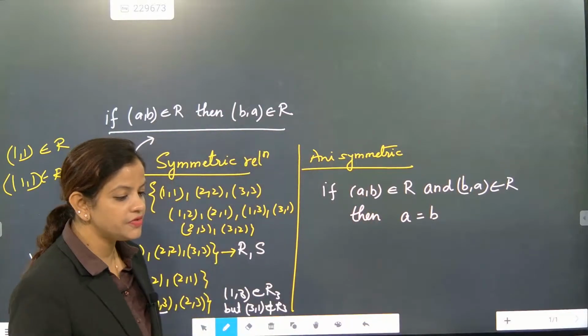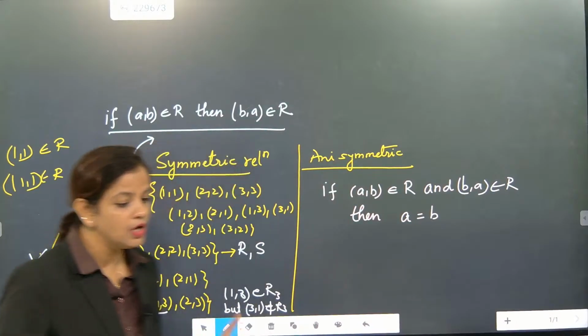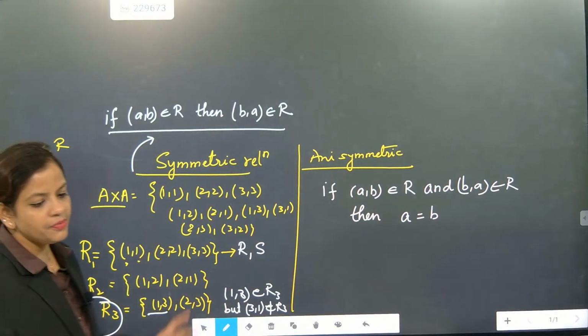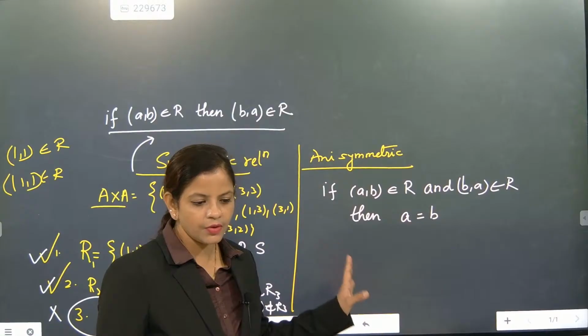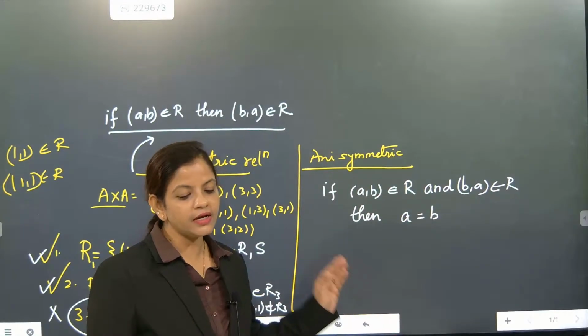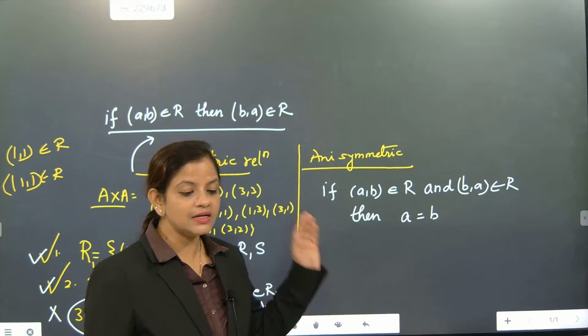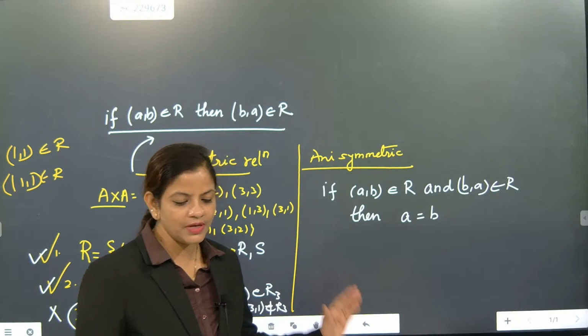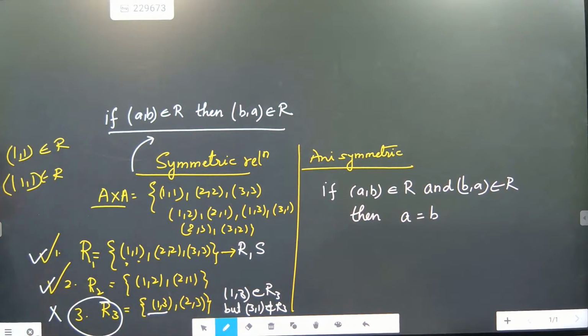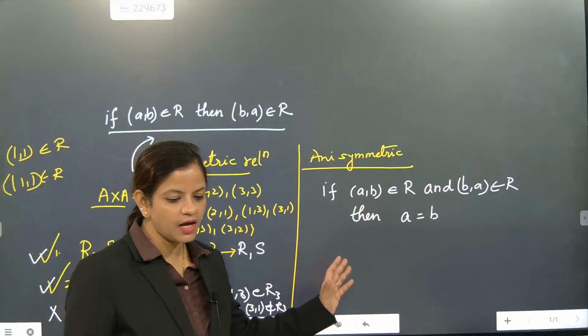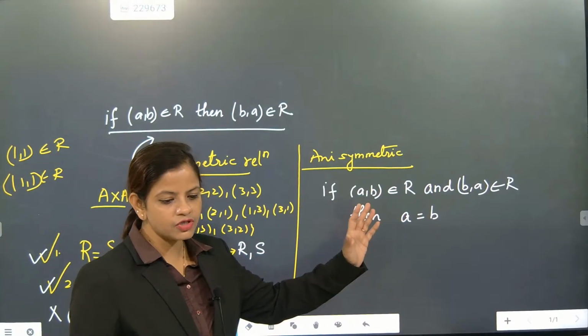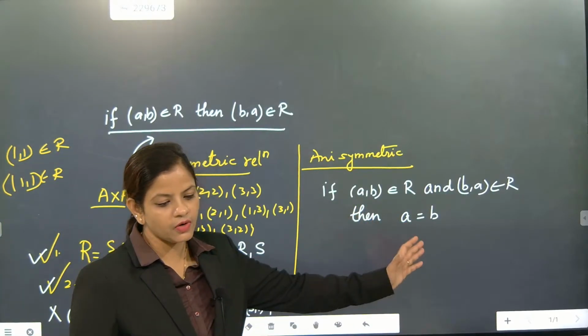Sadhna, Darunesh and Sivaranjani, three of you, again I am telling you, listen very carefully. Antisymmetric is not in the CBSE syllabus. First thing I am clearing: antisymmetric is not in the CBSE relations part, but yet it is important. So please remember that if (a,b) belongs to R and (b,a) belongs to R, then a will be equal to b.